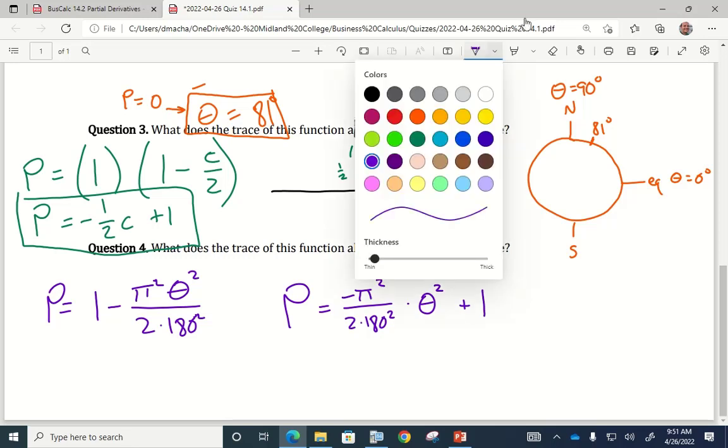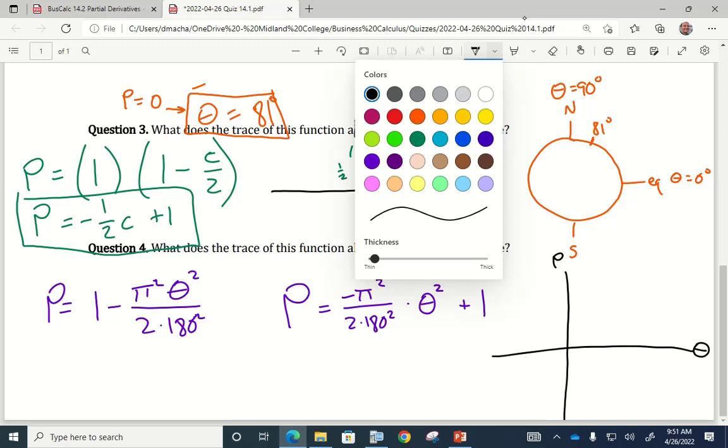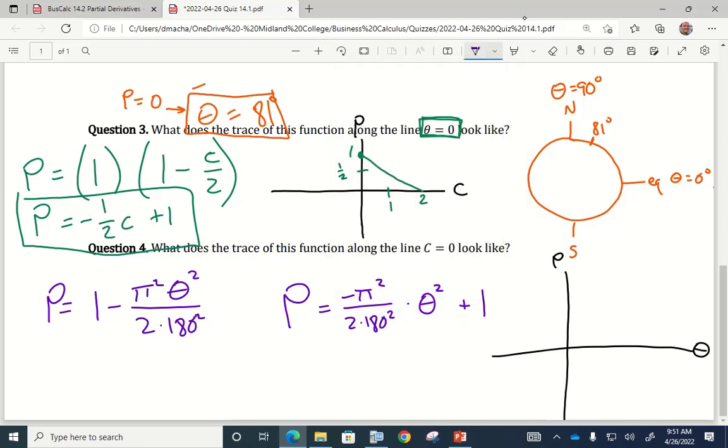So this, if I make a P theta plane, when theta is equal to 0, this is going to have P of 1. And then as theta increases, this is going to be a downward facing parabola because I have the theta squared. And this leading coefficient is negative, so that makes the concavity of my parabola down.